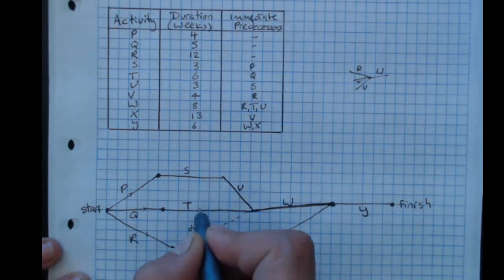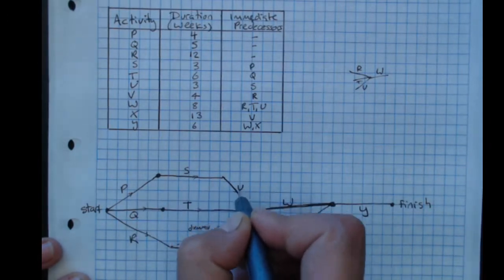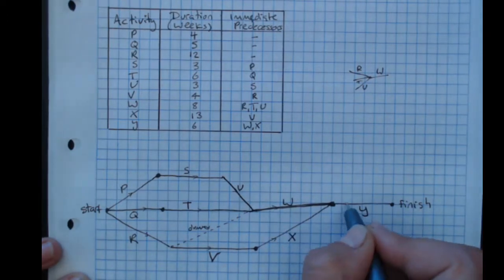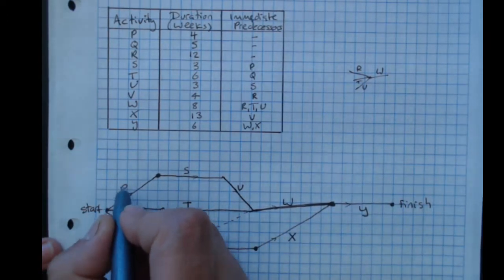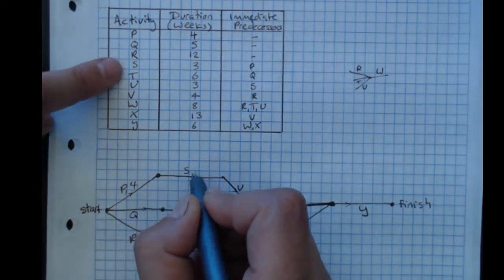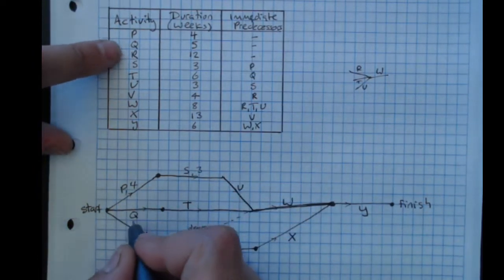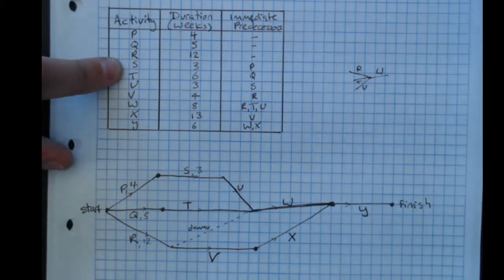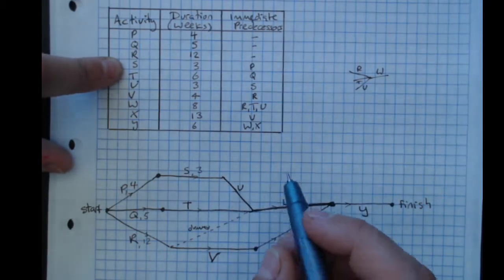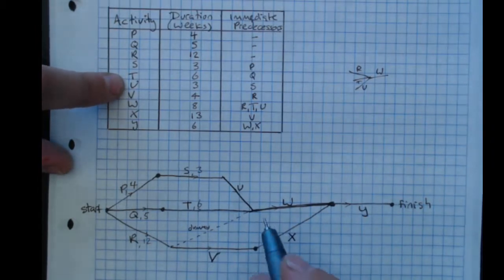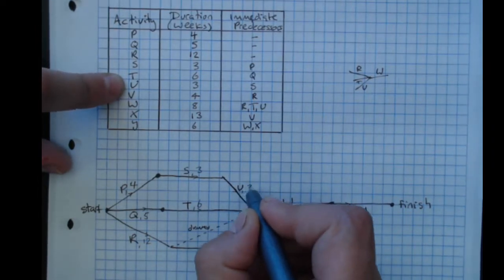heading towards the finish, times P. You see how I drew it quite big? The bigger the better, really, because I'll need to fit in all these times and all those boxes for forward and backward scanning.